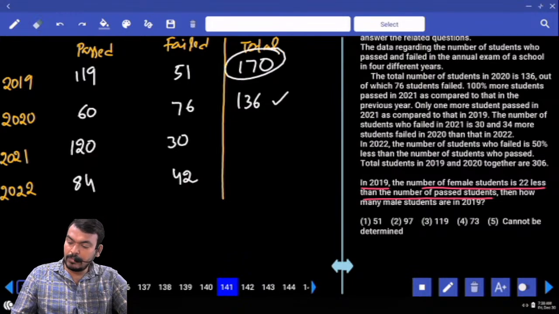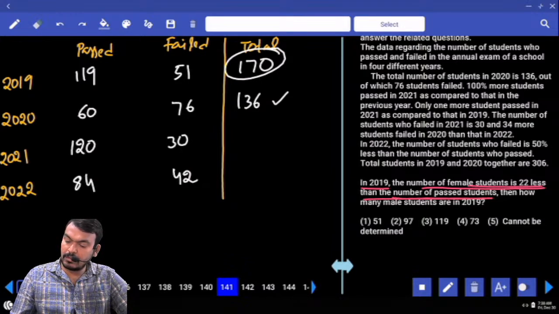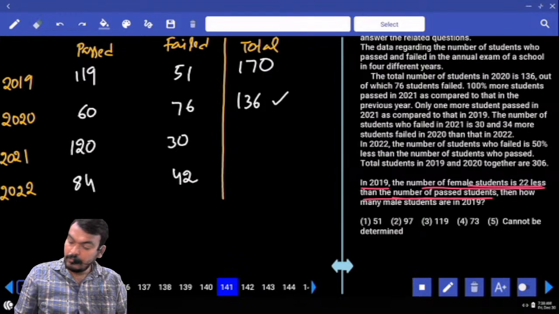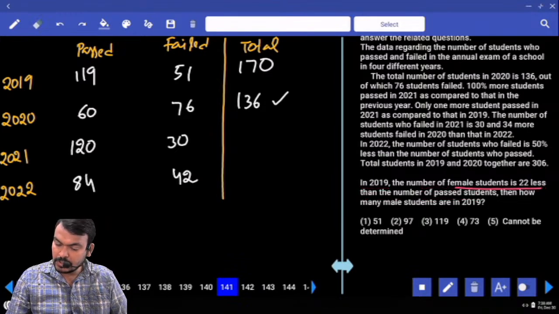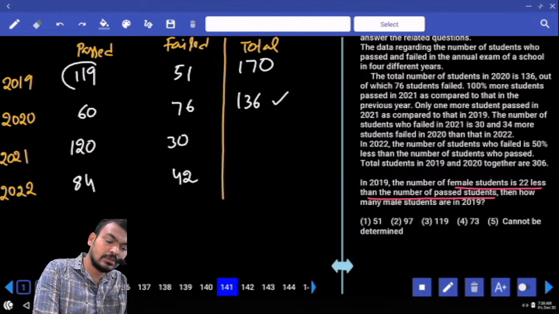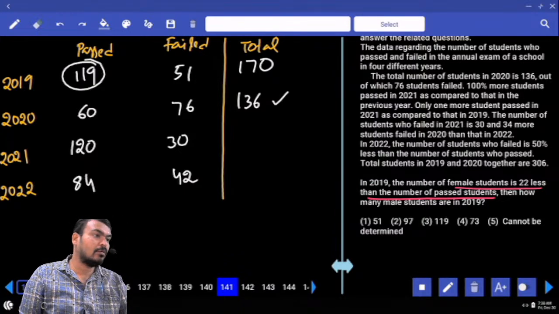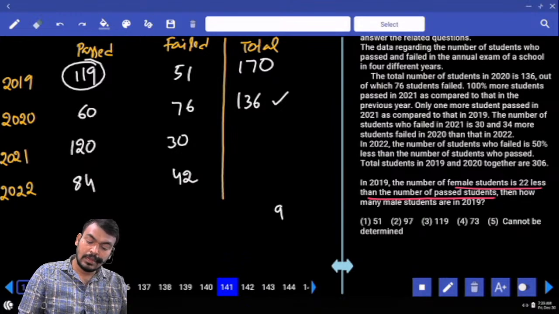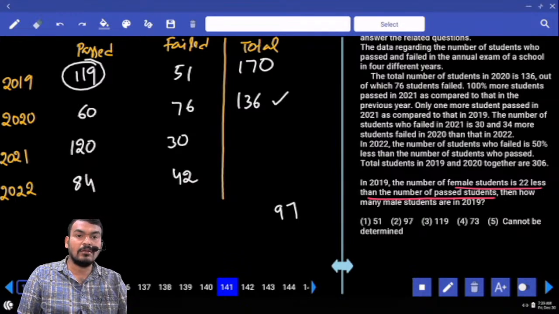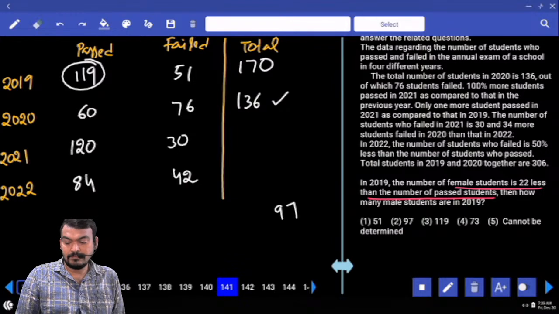170. Okay, but female value compared to male value, only it is female or not? Female students is 22 less than the number of passed students. What are the passed students? 119. Compared to that one, 22 less or not? 119 minus 22, it will be 97 or not? 97. 97 are which one? Female value or not? Obviously female value.